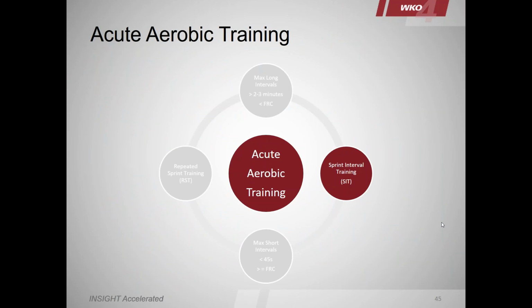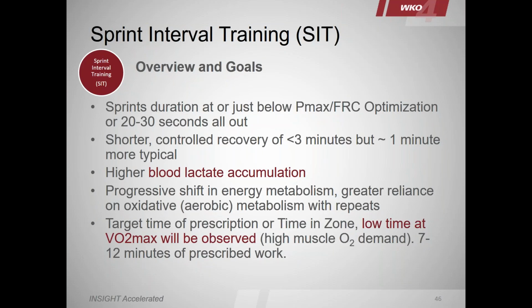Sprint interval training. Well, this is the same idea as maximal interval training. And really the sprint duration is at or just below Pmax FRC optimization, or 20-30 seconds all out. Shorter controlled recoveries here, so you want that to be less than 3 minutes, but typically you might see a minute. These result in a higher blood lactate accumulation. So you're having residual VO2, you're having to deal with that lactate. You're really building the ability to deal with all that stuff.